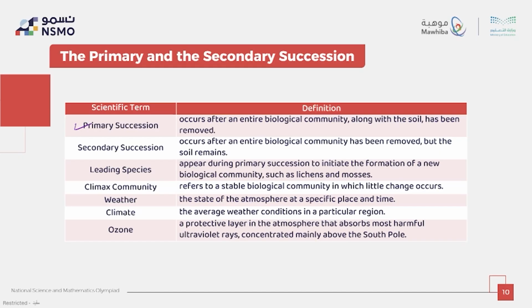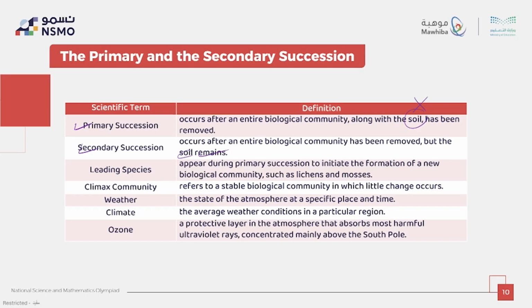Okay. Secondary succession, that one here, occurs when a biological community is destroyed but soil remains, like after a forest fire. So the big difference between primary and secondary: here there is no soil, but here the soil exists, it remains. That's the most important difference between them.